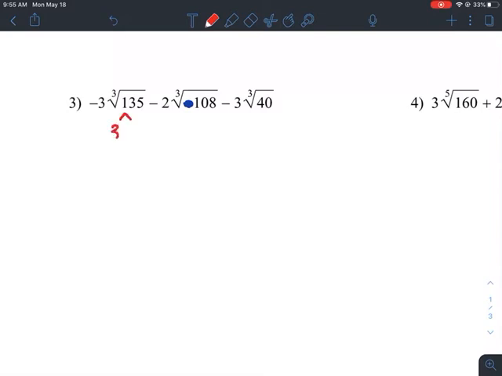So anyway, I can divide by 3 and I get 45, which I can divide by 3 and I get 15. And then I divide by 3 again and I get 5.